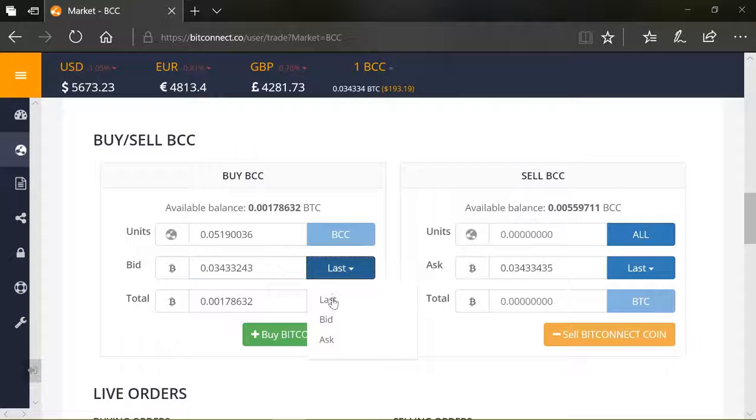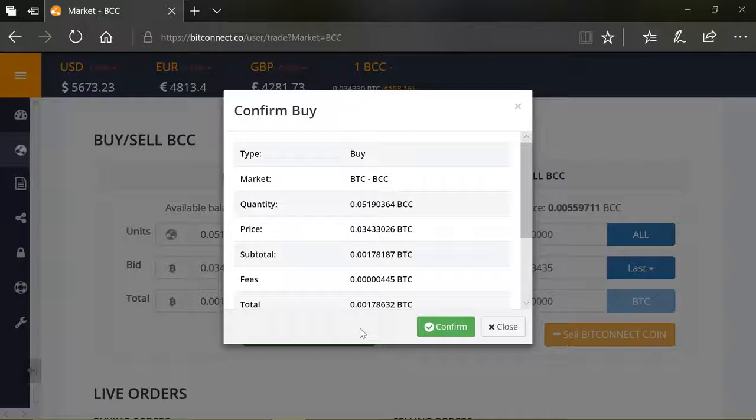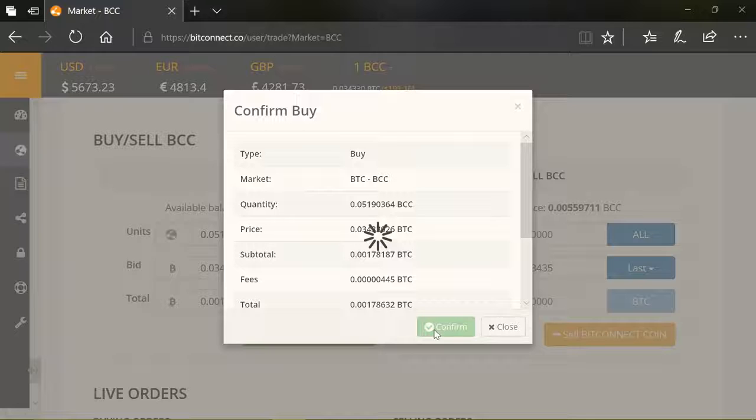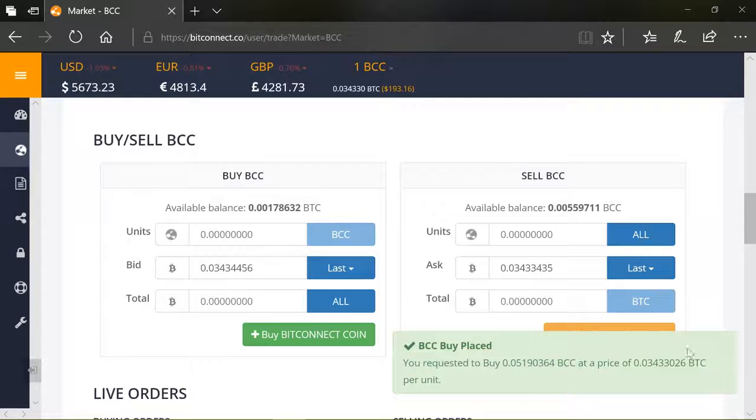0.343243. So let's refresh that. A little bit slow, and now I'm going to put all. So my all in my Bitcoin is 0.0017, and we're now going to go buy Bitconnect coin. Click, and we confirm. There you go, BCC buy placed.